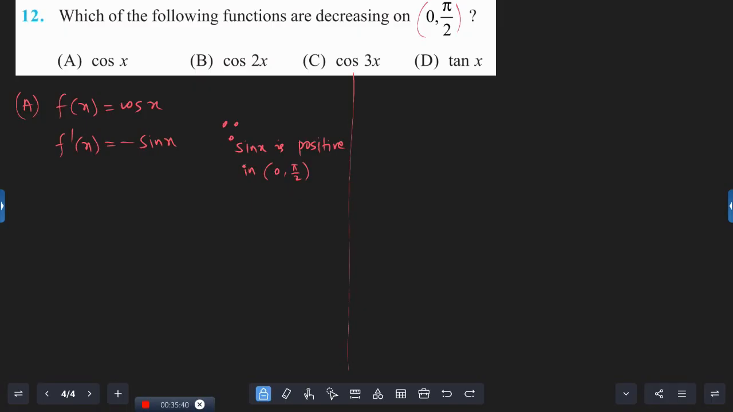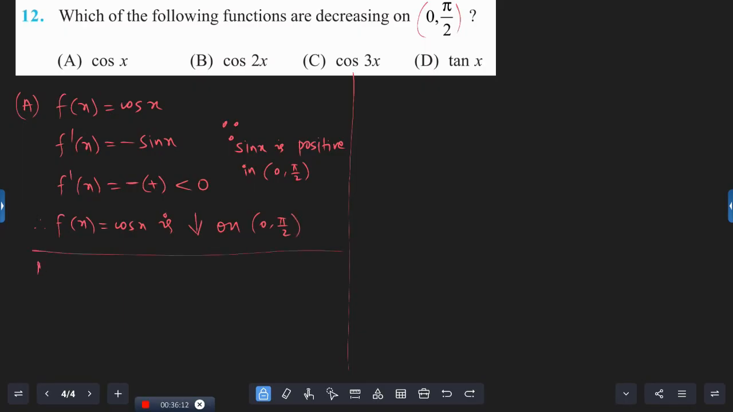Can you accept this? So what I am getting is f dash of x equal to a negative into sin x, and sin is positive in the first quadrant. So negative into positive is less than 0. Less than 0 means decreasing. So A is decreasing. Therefore f of x equal to cos x is decreasing on 0, pi by 2. A is decreasing. Okay, one over.